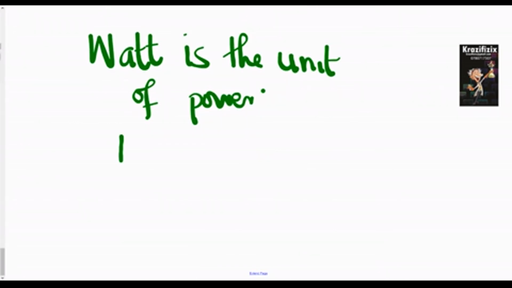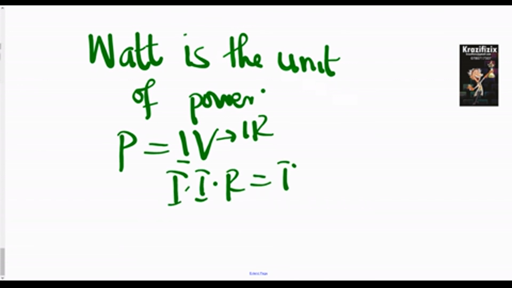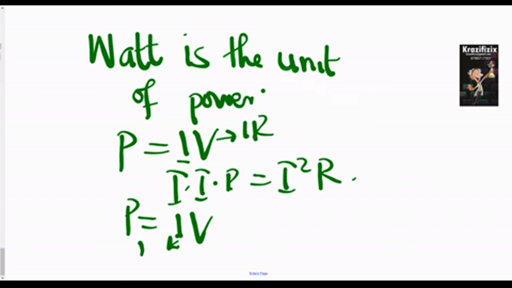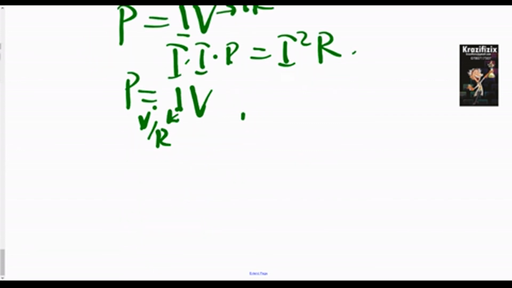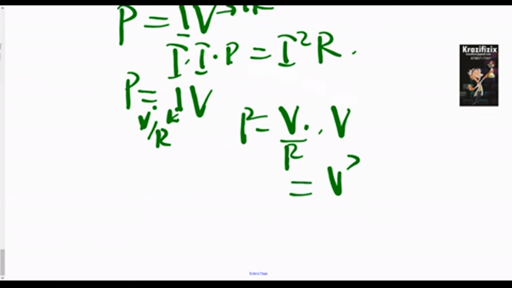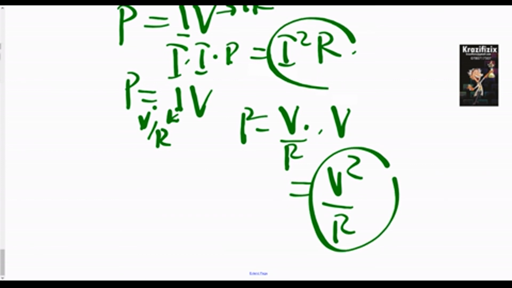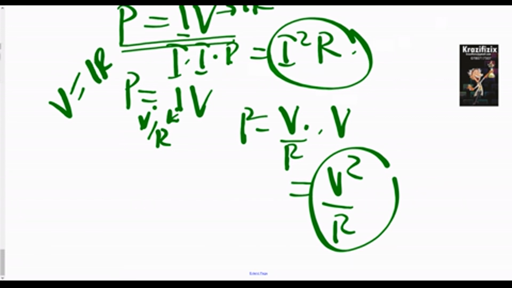If power equals IV, and V equals IR, it can be I multiplied by I multiplied by R, which is I squared R. You see that? If power again equals IV, and our I is V over R, V divided by R, what would that be? Power would therefore be V over R multiplied by V, and that is V squared over R. So these are just different derivations from the principal formulas V equals IR and P equals IV.